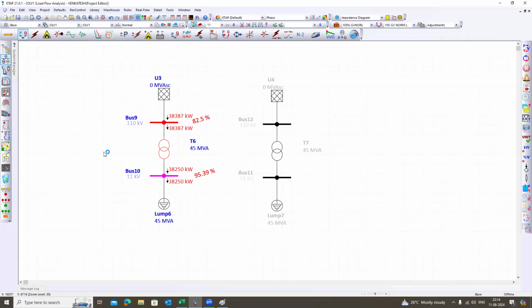Sir, one more doubt. If I have, for example, a 160 MVA transformer, and I do it like this in ETAP, will it be the same process or a different one? Same only. It will be the same. For example, in one of my projects I have 400 by 220 kV. If I'm doing both the transformers in parallel, can I do the same, or do I have to do it separately? You have to do it separately, obviously.